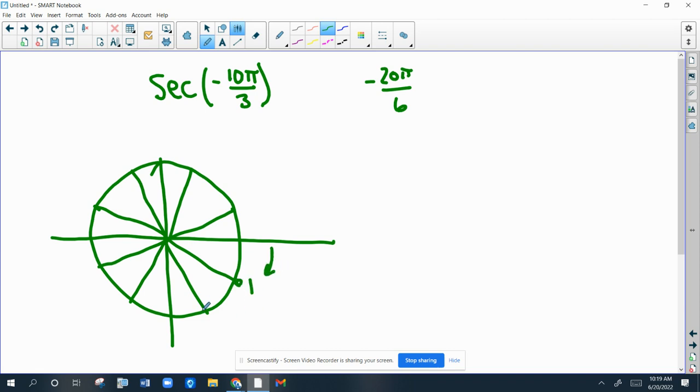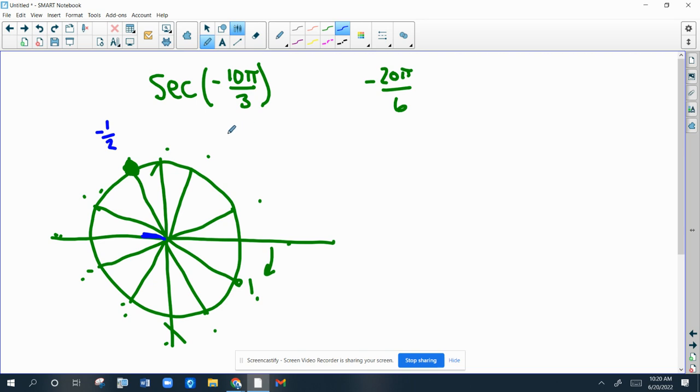So that's 1, 2, 3, 4, 5, 6, 7, 8, 9, 10, 11, 12, 13, 14, 15, 16, 17, 18, 19, 20. Always double check that count, but there we go. Now let's really shortcut this here. We know secant's the reciprocal of cosine, so all we need is the x coordinate because cosine is x. So to get to this point, the x coordinate is this long. It's the short one. So the x coordinate is negative 1/2.